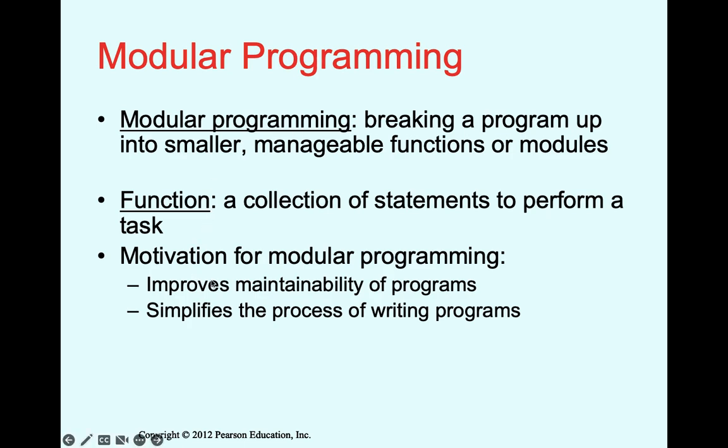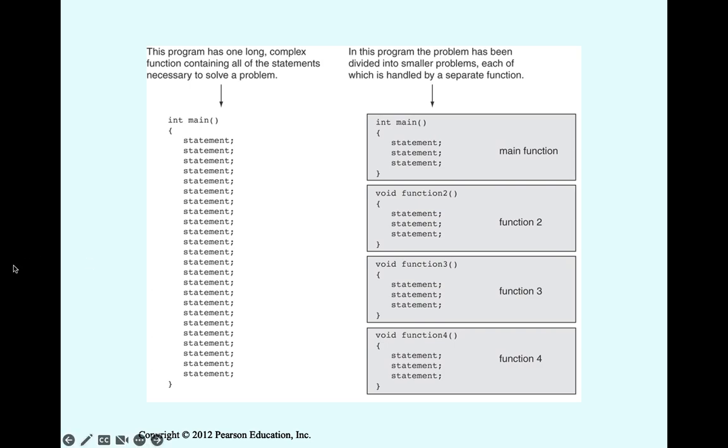Why do we use functions in programming? Because we want to improve the maintainability of the programs, and because we want to simplify the process of writing the programs. For example, instead of writing a very long program like this, we can divide the program into smaller pieces. This helps in maintaining the code.